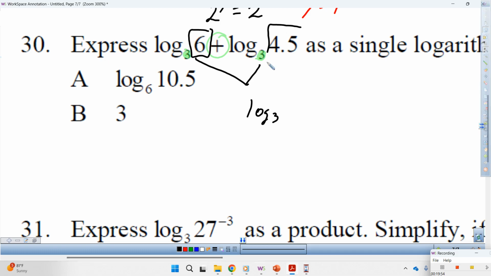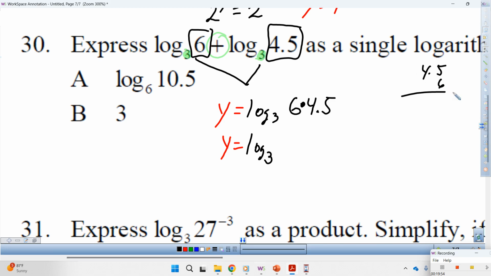Gabriel, pass them one. Rachel. Multiply 6 times 4.5. So we end up with, and set it already equal to y. We end up with y equals log base 3 of 6 times 4.5. That's, let's see, 4.5 times 6: 30, plus 3, 24 plus 3, that's 27, one decimal, so that's 27.